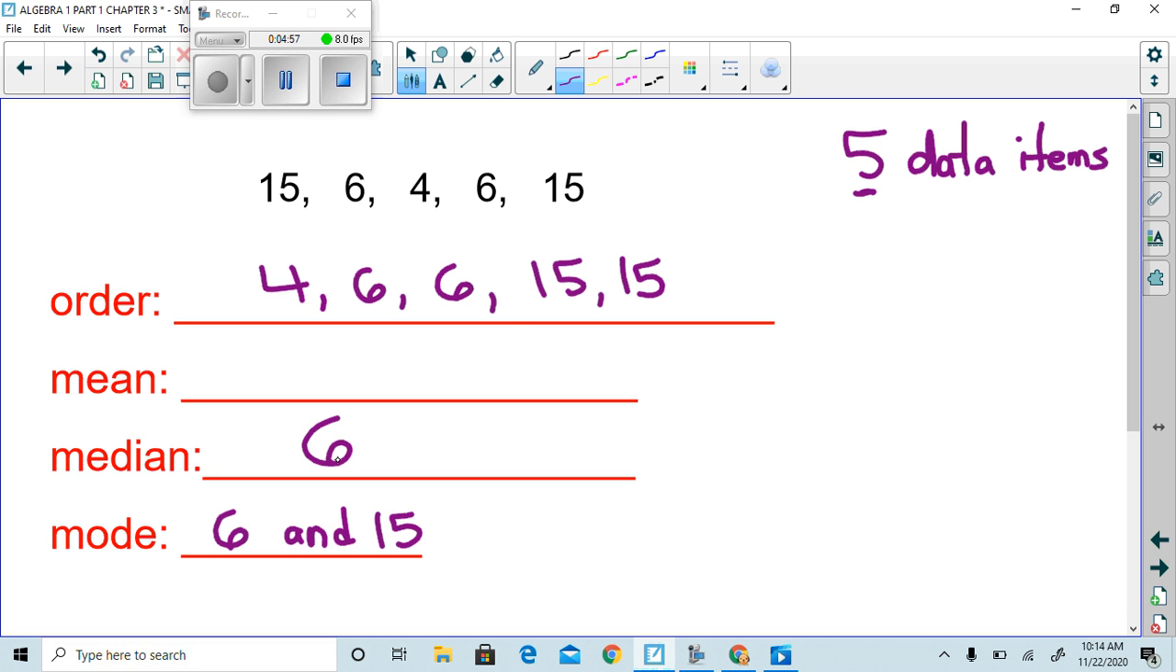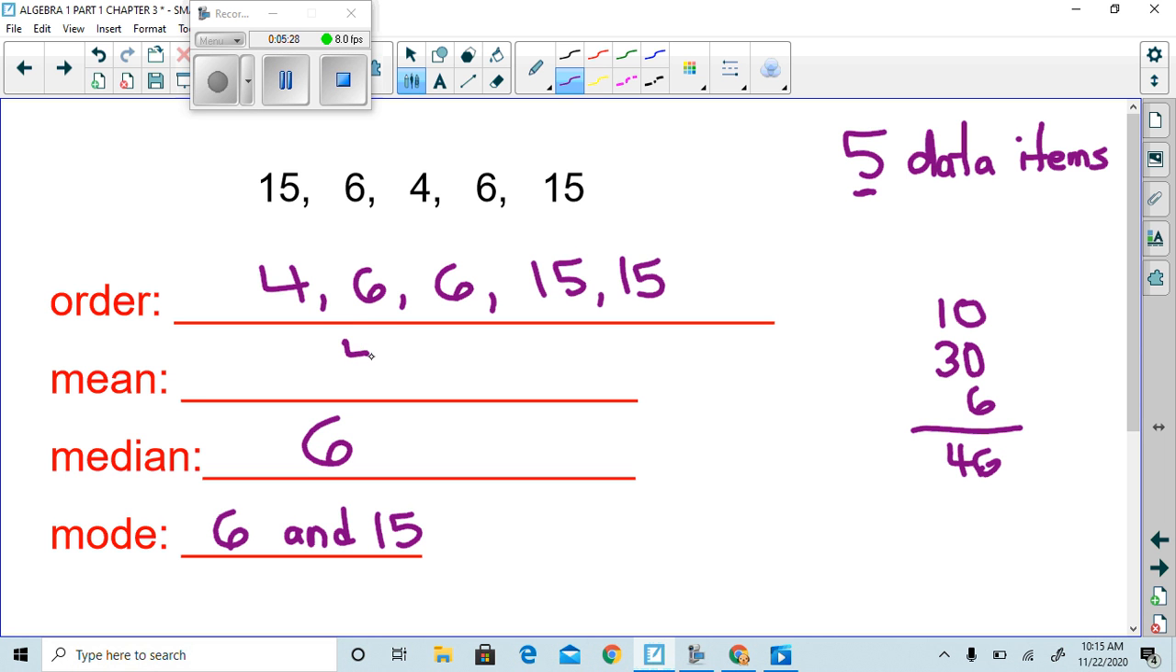Now I need to add up this set of data. Sometimes, again, I look for combinations. I might say, oh, 4 plus 6 is 10. I might also notice that 15 and 15 is 30, and I add the extra 6. You could go from number to number, that's 10 and 16, and then 16 plus 15, and so on, however it works best for you.